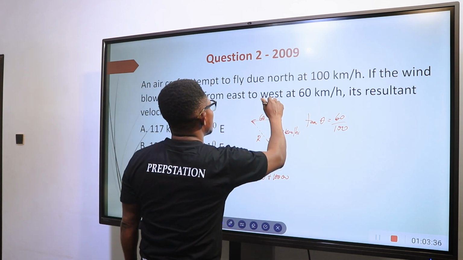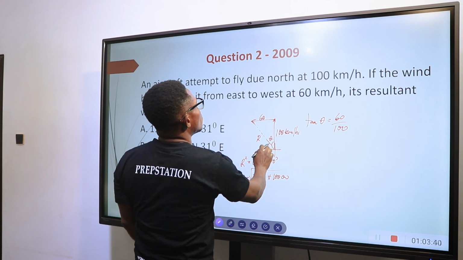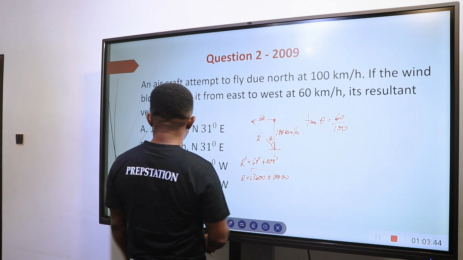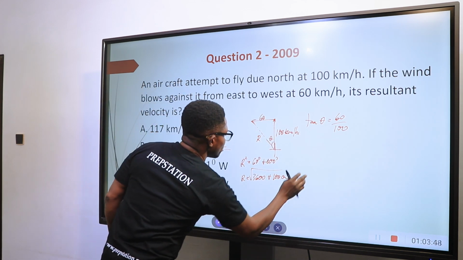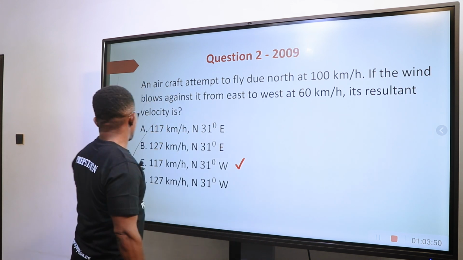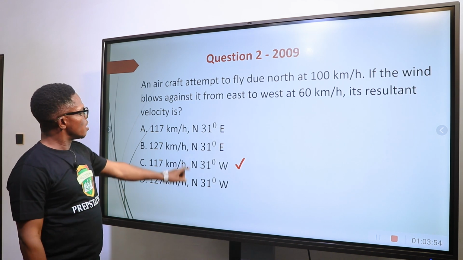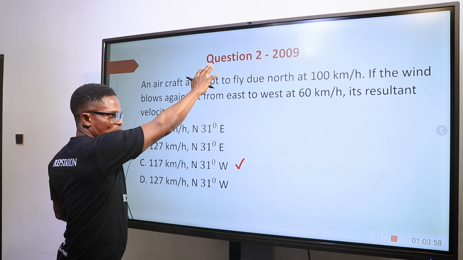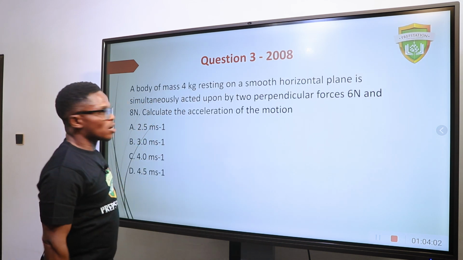So it's now left for us to choose the direction. What do you think will be the direction from what we have done? The question was from east to west, so that should be northwest. So this is the answer: 117 kilometers per hour, north 31 degrees west, because it was between these two cardinals, north and west. Let's quickly move. Let's see another question.